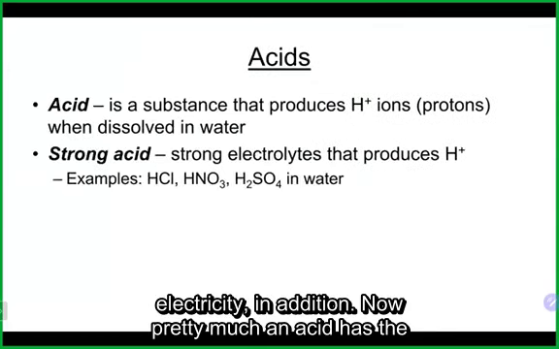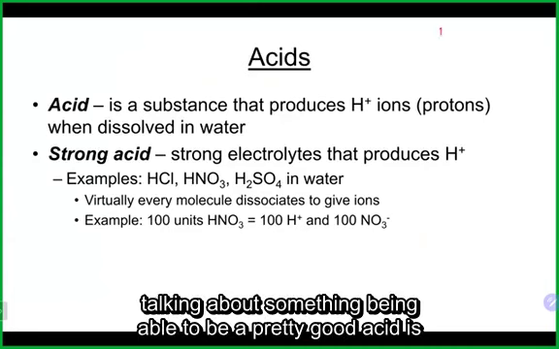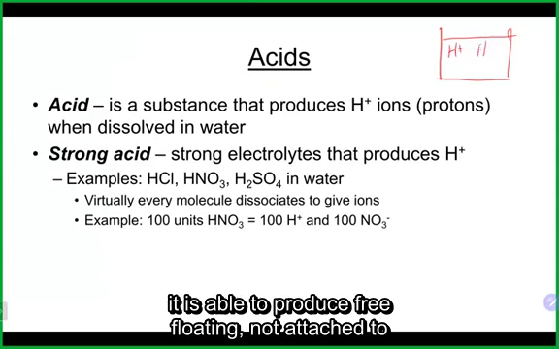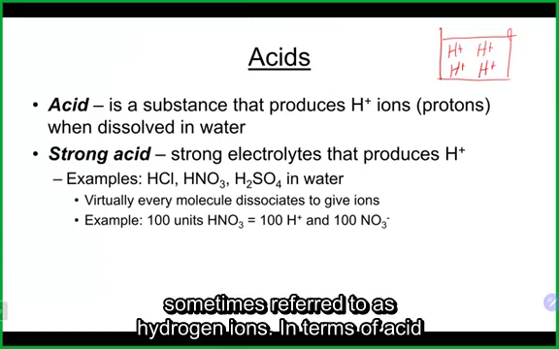Now, pretty much an acid has the ability to produce H plus ions in solution. And when we're talking about something being a pretty good acid, it is able to produce free floating, not attached to anybody, H plus ions in solution. And these are sometimes referred to as hydrogen ions.